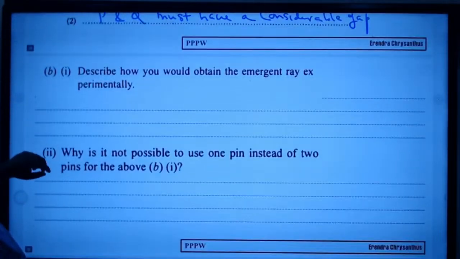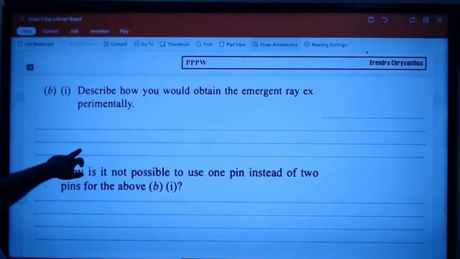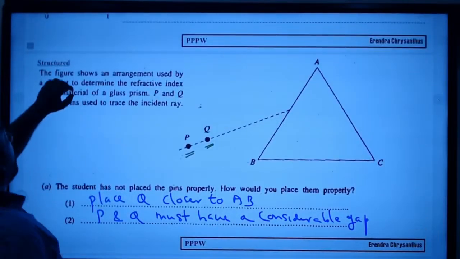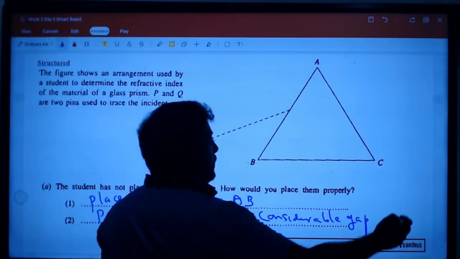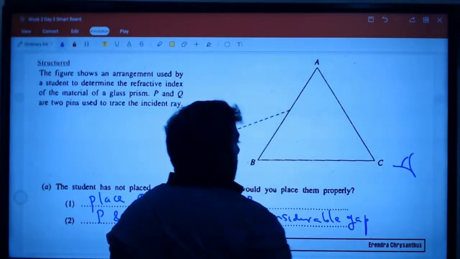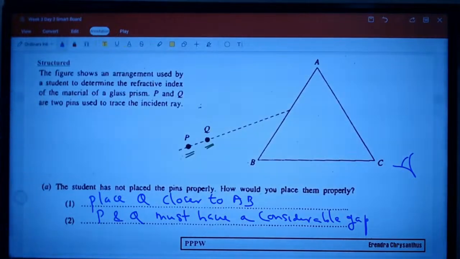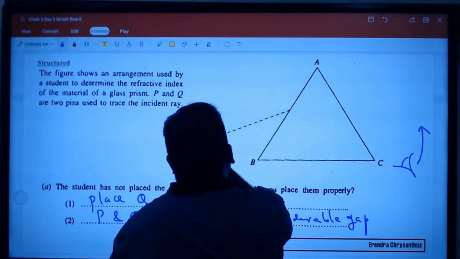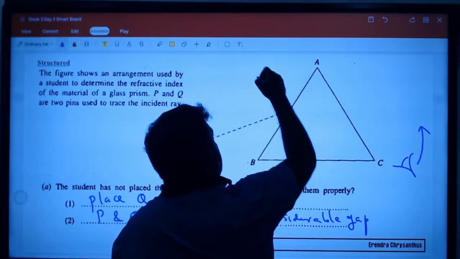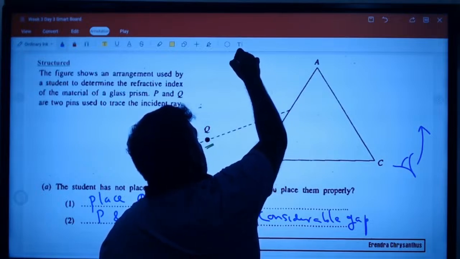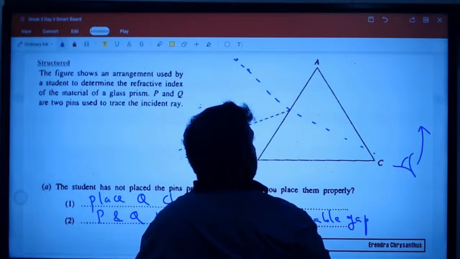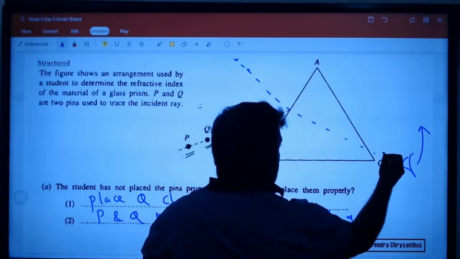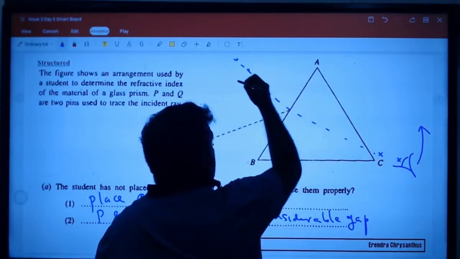Moving on. How would you obtain the emergent ray experimentally? Place your eye here. Move your eye from C to A. At one instant, you will see the images of P and Q in line. Place two other pins in line with the image.